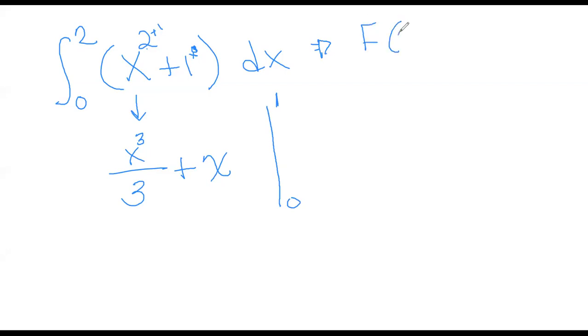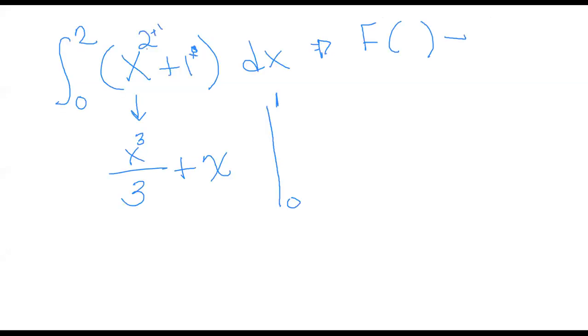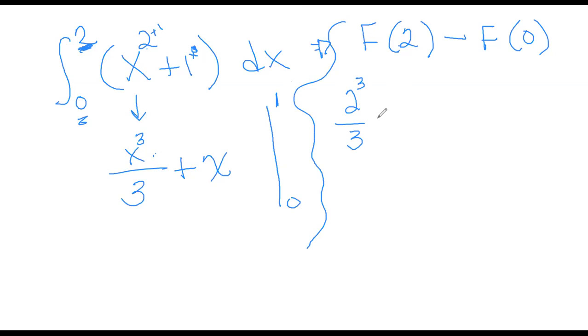So your answer is a capital F. So you're going to say, first, you're going to evaluate from f of 0. I'm sorry, f of 2, minus f of 0. So you do the upper boundary minus the lower boundary. And that's going to say, okay, well, f of 2, I'm going to plug it in here. So that's going to be 2 to the 3rd over 3 minus 0.